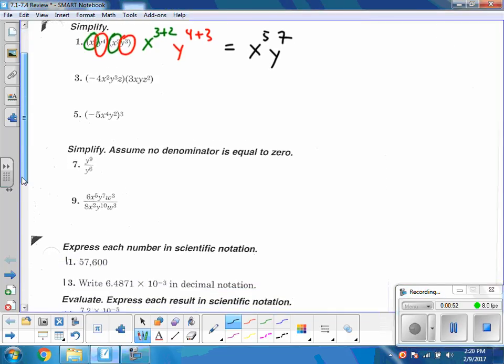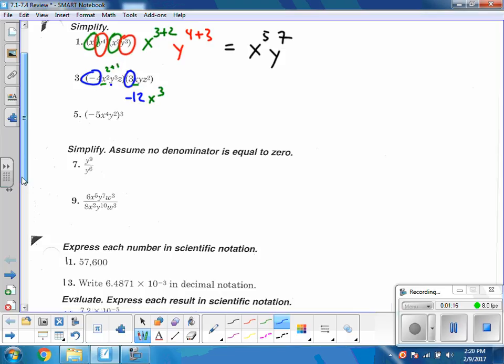On this next one, I'm going to go ahead and deal with my coefficients first. I get a -4 and a -3, because we're multiplying together. So that's going to be -12. And then I'm going to deal with my x's. So I have an x squared and x to the first. So that would be 2 plus 1. So I have x to the third.